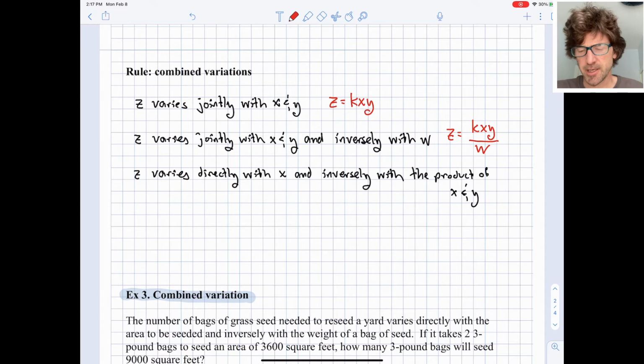So again, in this case, if x and y were to increase, z would also increase. However, if w were to increase, z would decrease, okay? So z and w are inversely related.